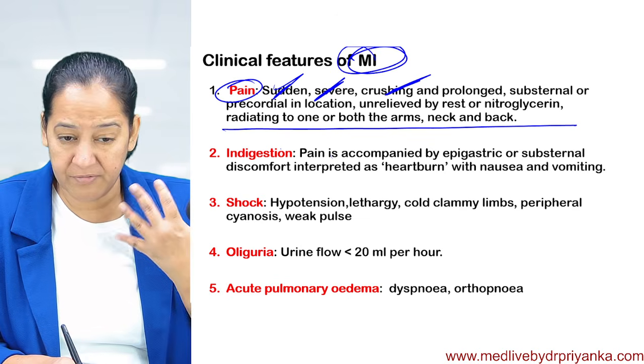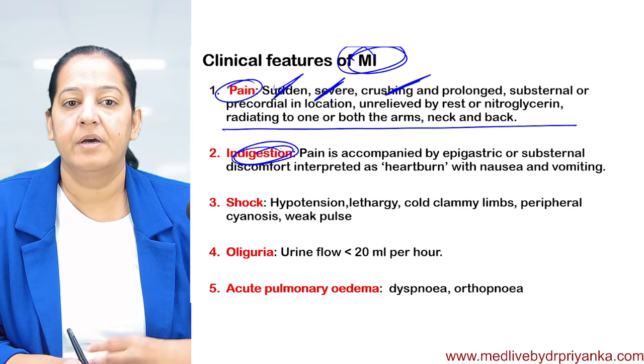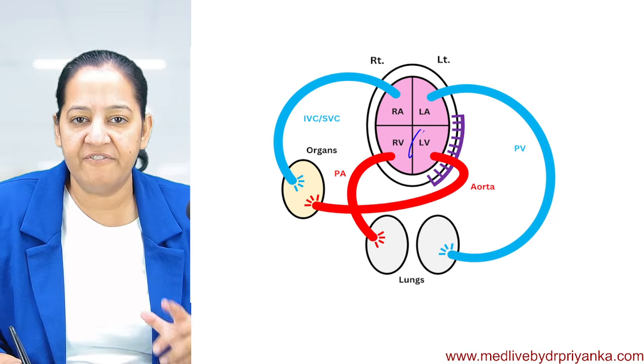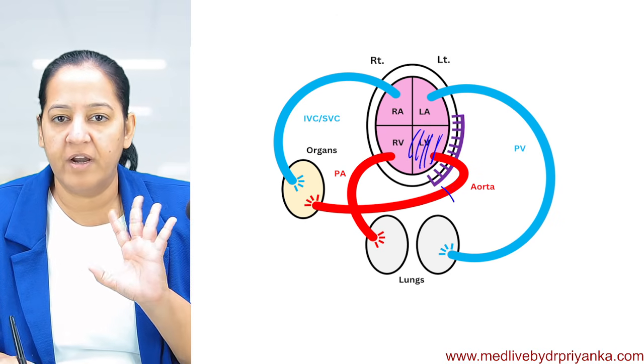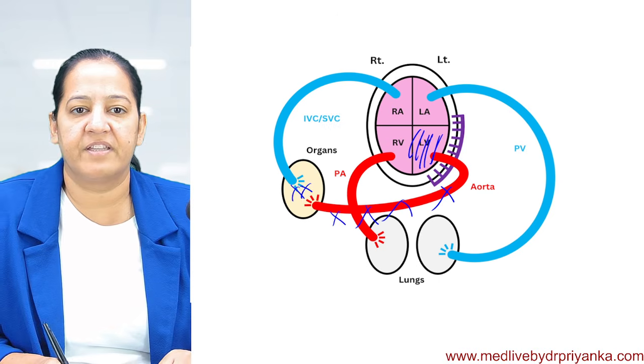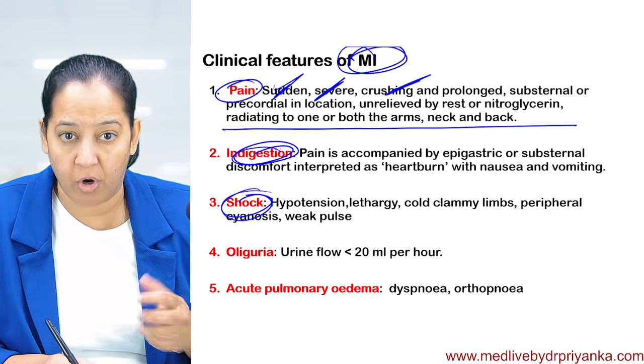The person, because of the pain, has acidity, indigestion. The person goes into shock. The left ventricle stops pumping at all. No blood in the aorta. None of the organs is receiving blood. That's known as shock. The person will go into shock.